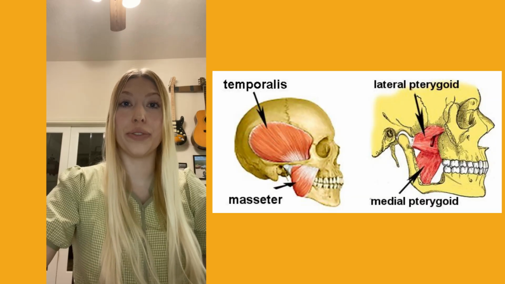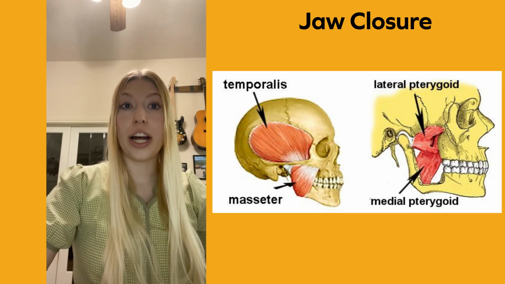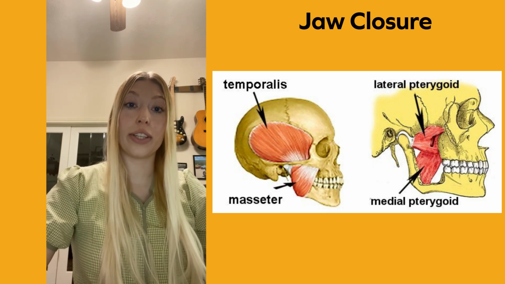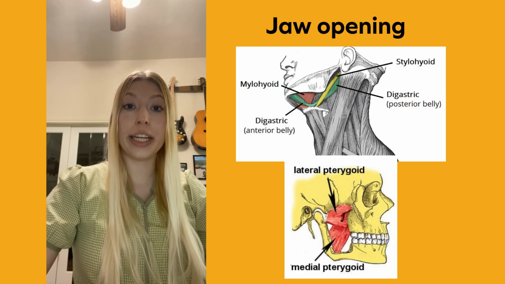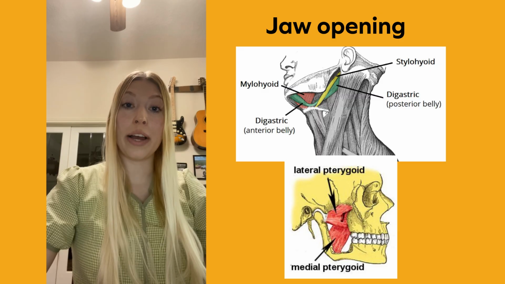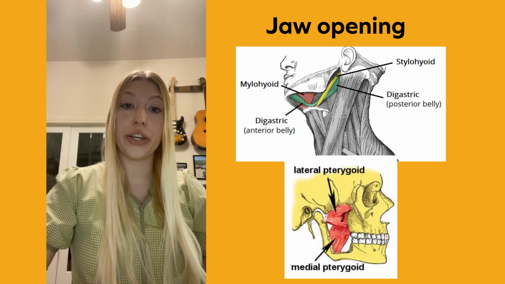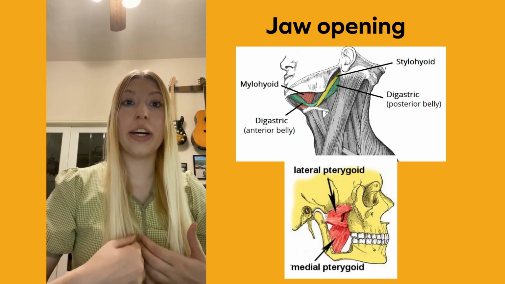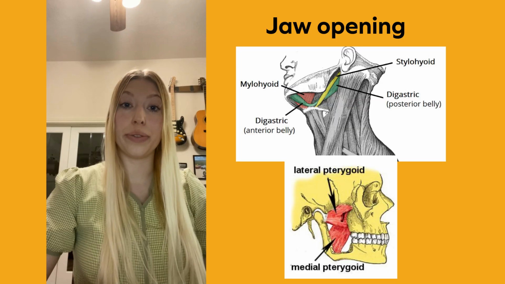To form the bolus into a more manageable mass, several muscles of mastication are used. For jaw closure, the masseter, temporalis, and medial pterygoid muscles are involved. For jaw opening, the lateral pterygoid, digastric, and mylohyoid muscles are used. Rotary grinding motions of the jaw also assist in breaking down that food.